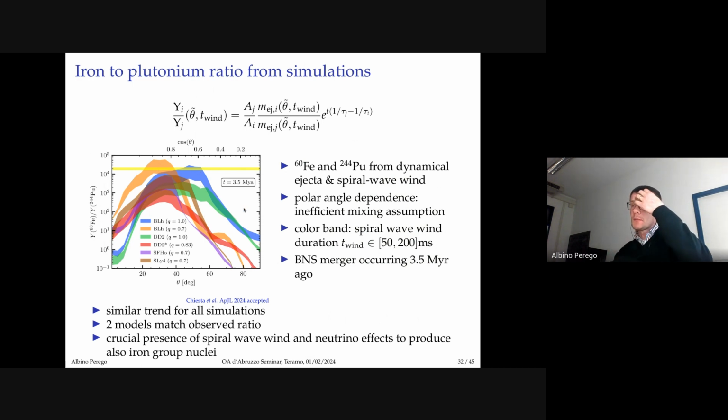So in some sense, the idea is that if you consider the fact that the kilonova emission is highly anisotropic and the nucleosynthesis depends on the interaction of the neutrino, there is a region of the space of the solid angle in which you can produce more iron, less plutonium, in a way that the ratio matches the observation.